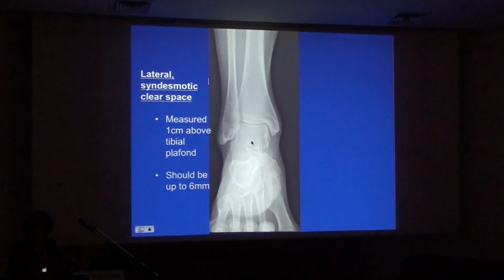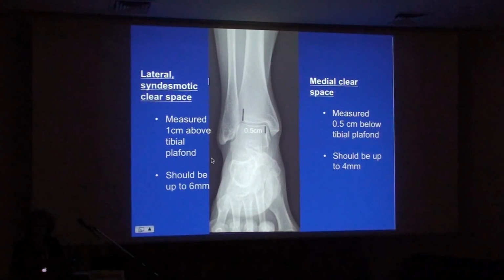For the syndesmotic, we measure it 1 centimeter above, and we measure the distance here, the distance between this sclerotic line of the fibula and the tibia. You always get a little bit of a sclerotic line in the tibia, which is probably the floor of the groove. It should be about 6 millimeters. You'll see in the literature, some people will say 4 millimeters, some people will say 5 millimeters. I think if you use 6 millimeters, you're safe. So when this is larger than 6 millimeters, you have a syndesmotic ligamentous injury.